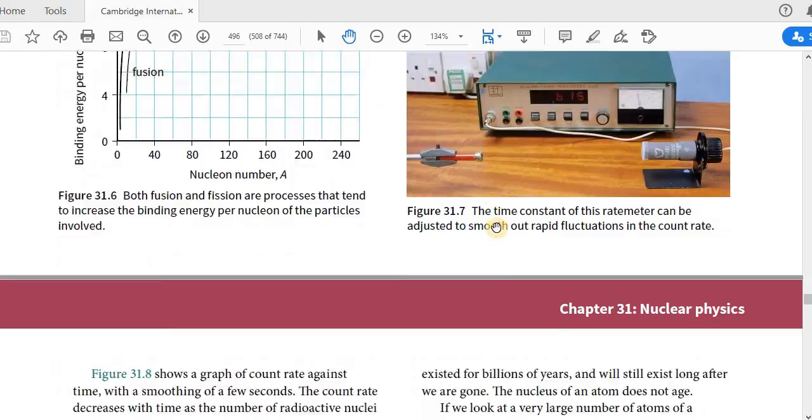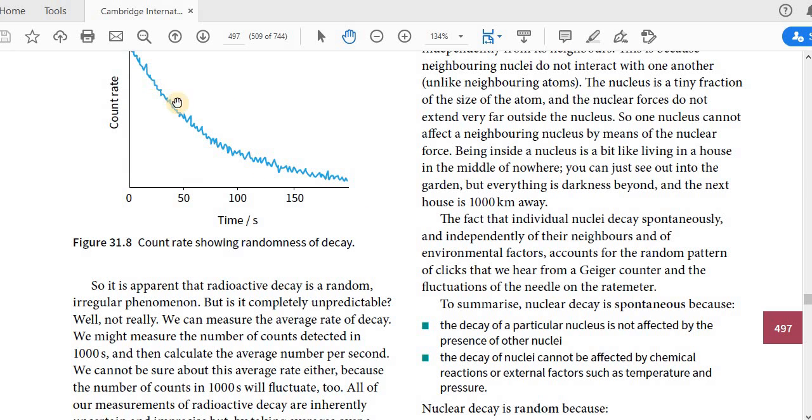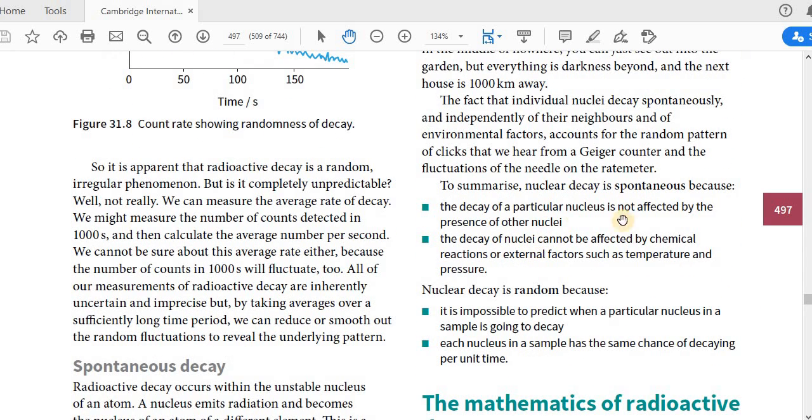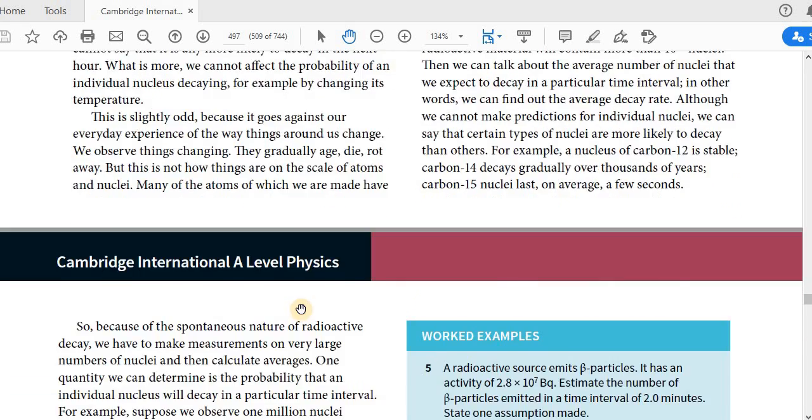Here also I will first show you the important points. In the exam papers I have seen them asking, what is spontaneous decay, what is randomness? You have to be able to explain that. These are very common questions in the exam.